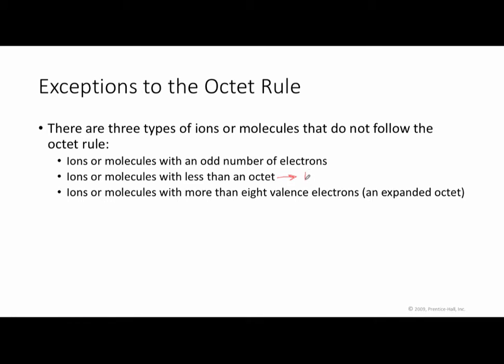The one that you're familiar with already is hydrogen. But we're going to add beryllium and boron. Beryllium is stable with 2 bonds in its valence level, or 4 electrons. Boron is 3 bonds, or 6 electrons. And we'll talk about this expanded octet in a moment.